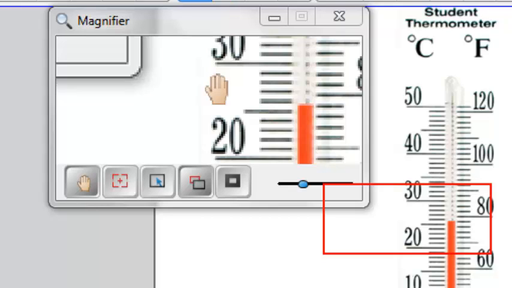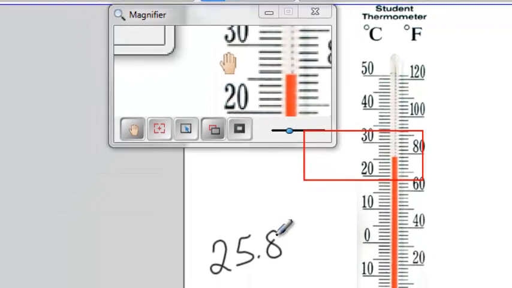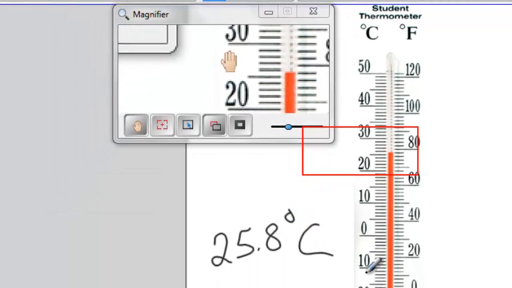So I can only estimate the tenths spot here. I can say 25.8 degrees Celsius, something along those lines. But this is my estimated digit because I can read the ones digit exactly. This one's my estimated digit.